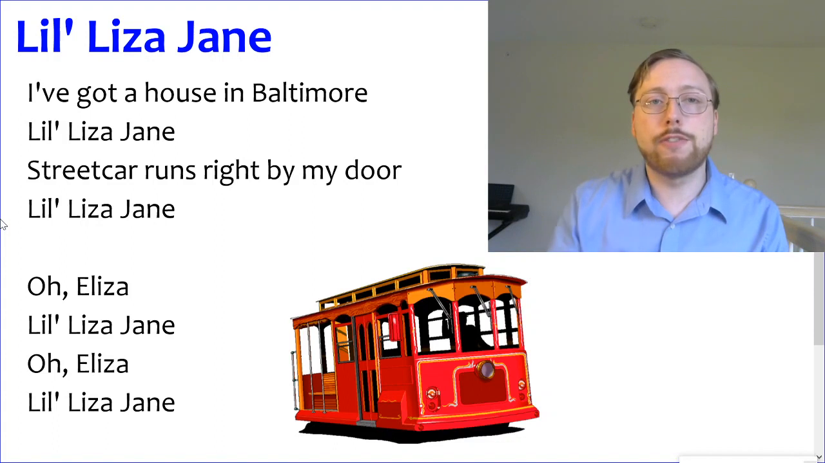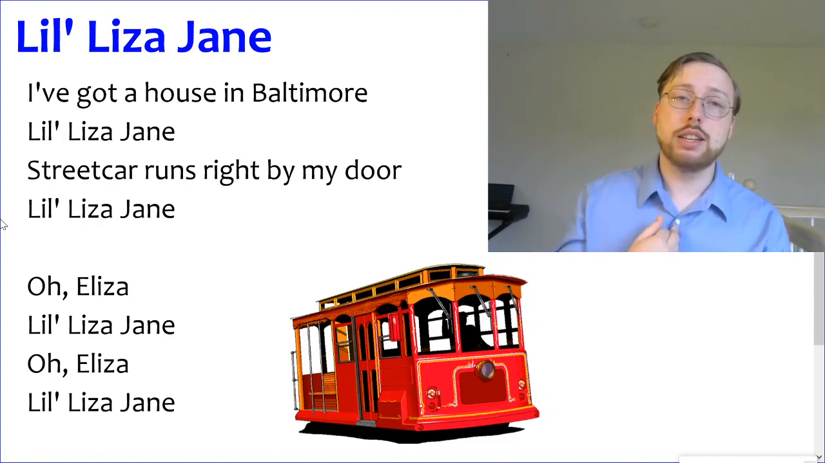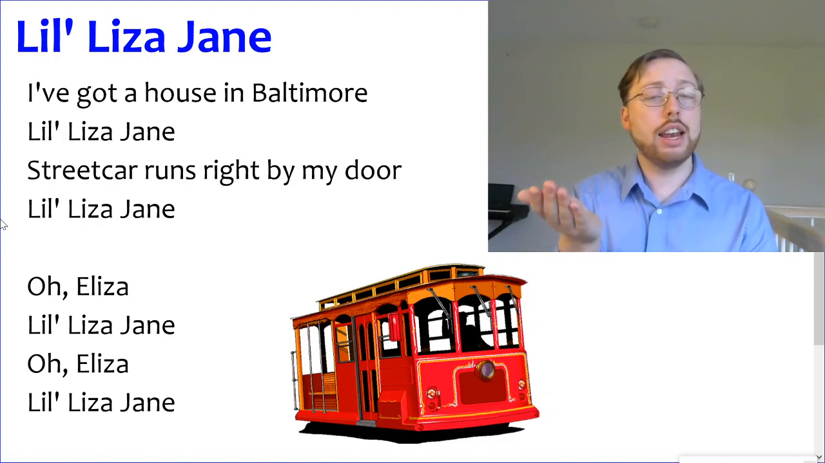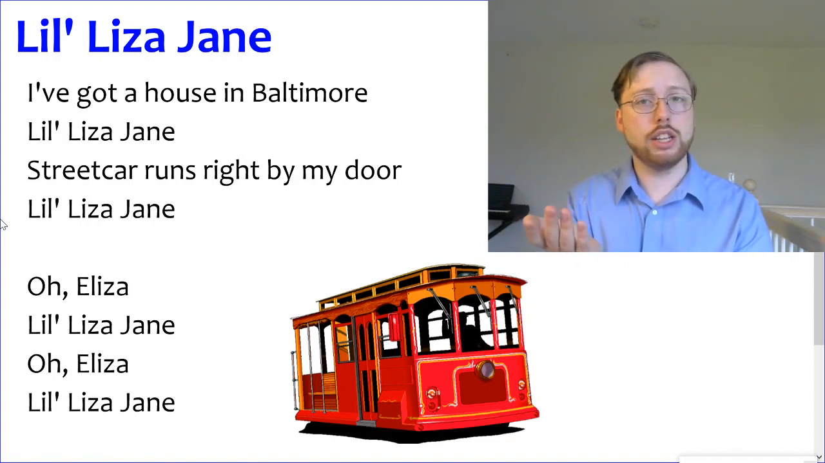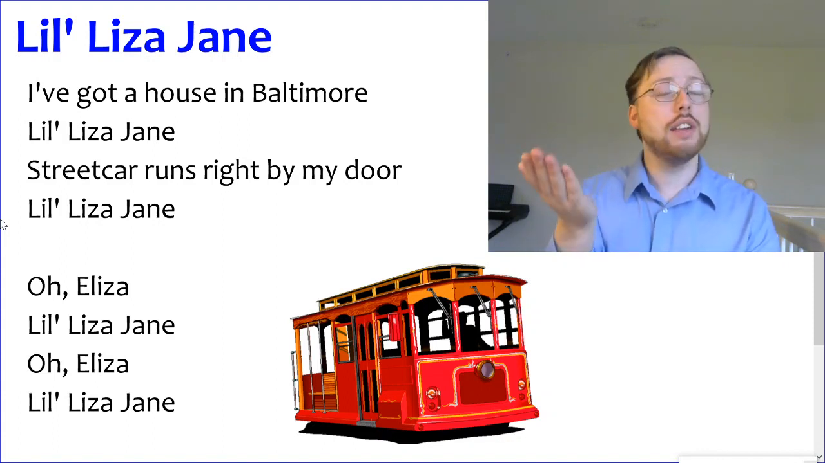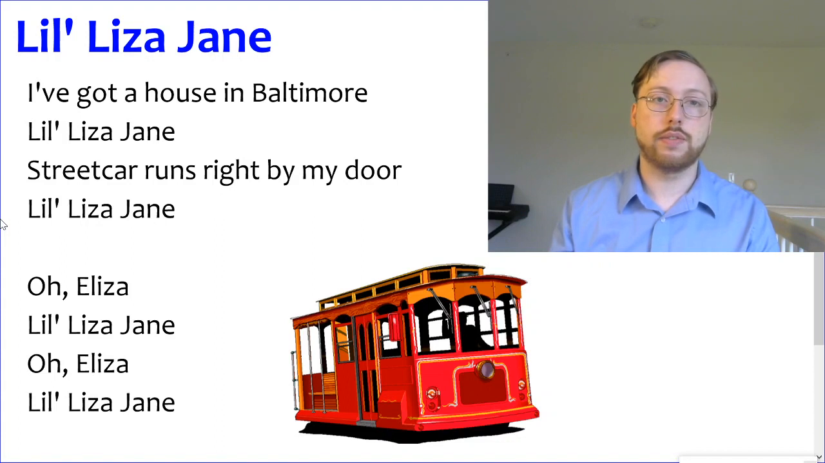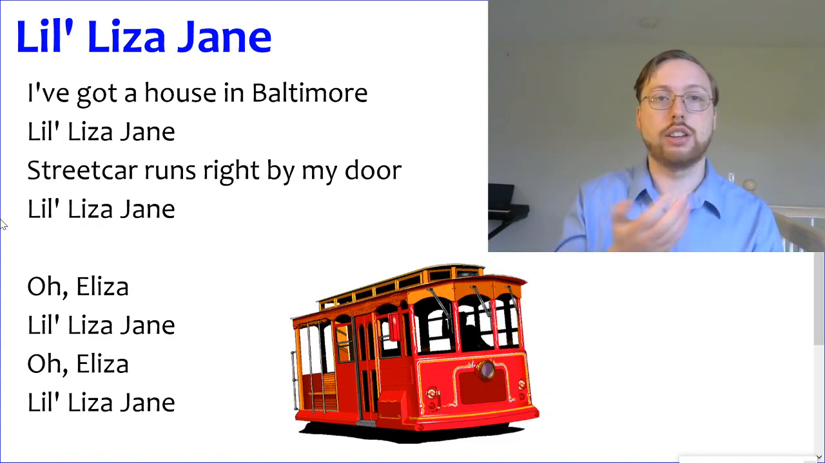Next, I'm going to teach you the first line of our song. Repeat after me. I've got a house in Baltimore. Let's try again. I've got a house in Baltimore. Nice.